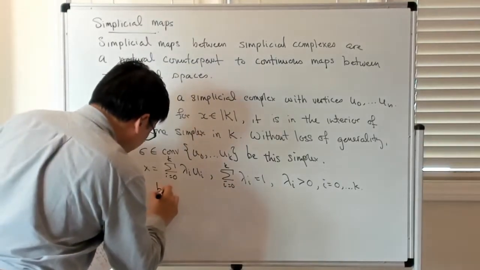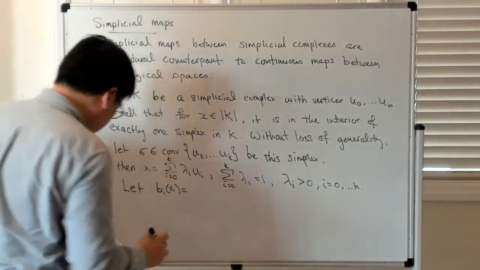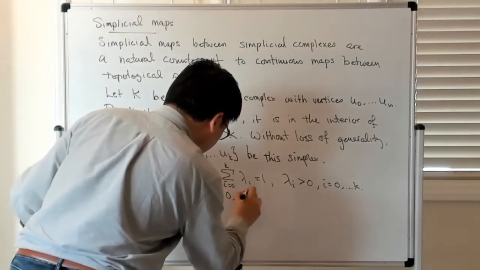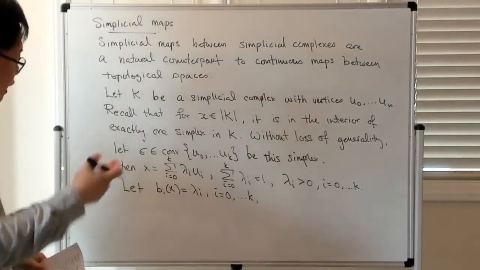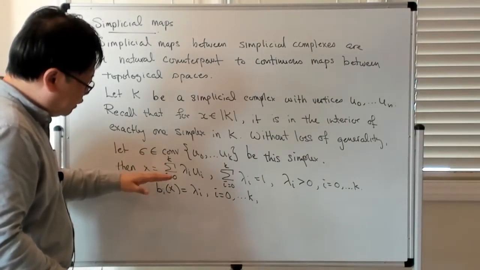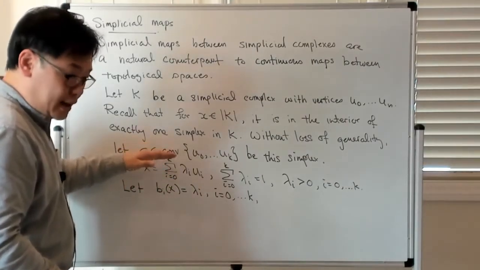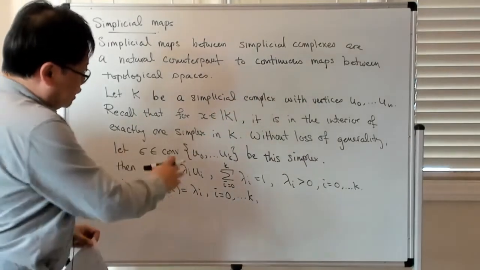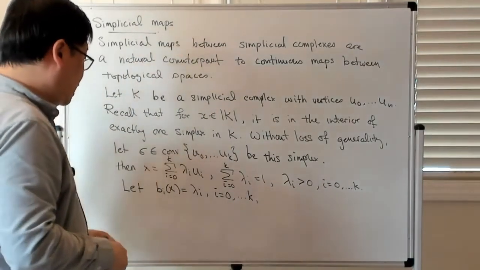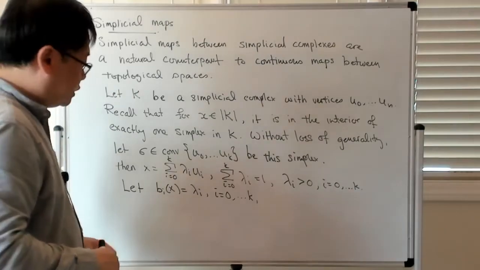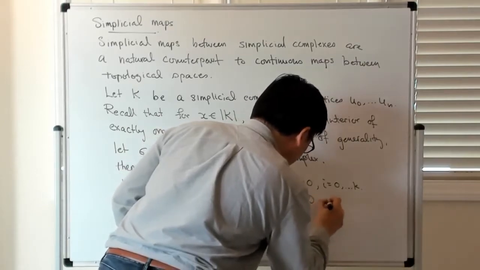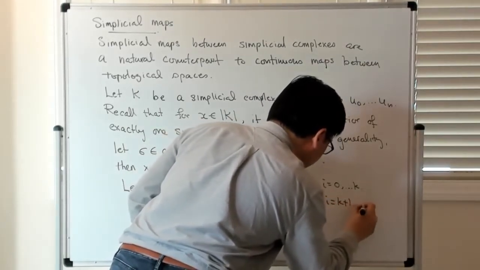So let bi of x equal the lambda i's, for i equals 0 to K. And then for the remaining coefficients, instead of thinking of it as a sum from 0 to K, you can imagine thinking of it as a sum from i equals 0 to N, so over all the vertices. And then, of course, in that situation the coefficients associated with the other vertices, those greater than K, are equal to 0. So I would say that bi of x is equal to 0 for i equals k plus 1 all the way up to n.